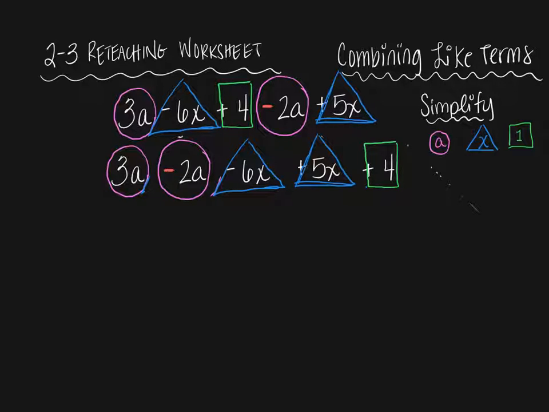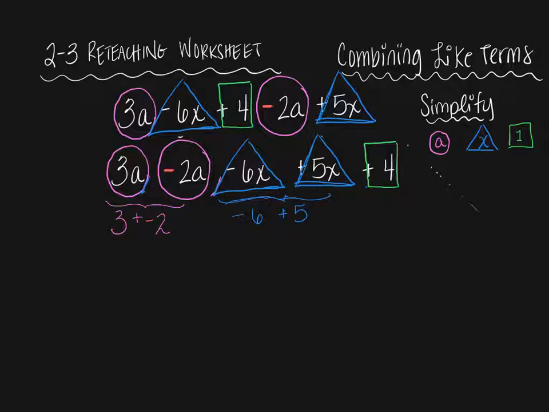So now I have to add coefficients. So what are the coefficients in my pink? Notice here it's 3 plus this negative 2. Those are my coefficients here for a. And over here, my coefficients are negative 6 plus a positive 5.